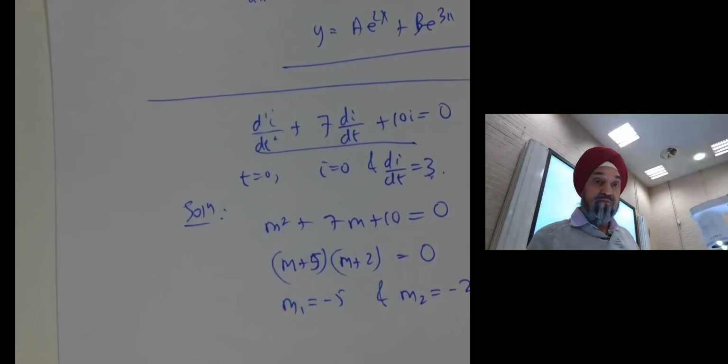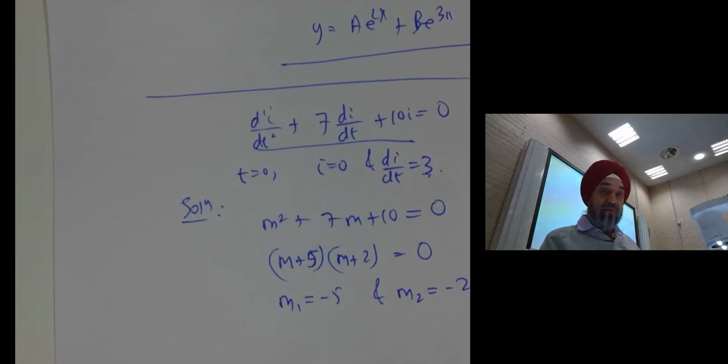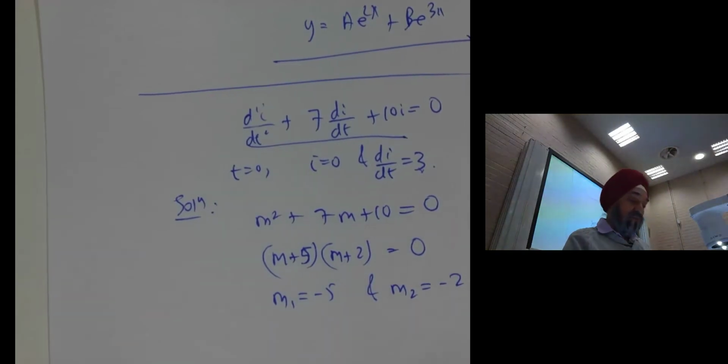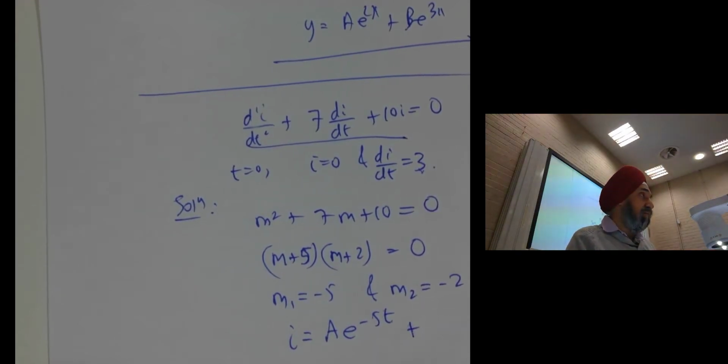What sort of solution have I got? Real and different, sorry, real and different. So if I've got real and different, what's going to be my general solution, I is equal to what? Minus 5 and minus 2 are real and different. Yeah, A e to the minus 5t, and plus B e to the minus 2t.